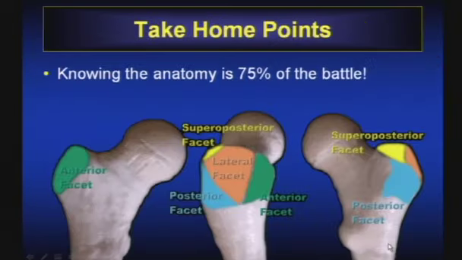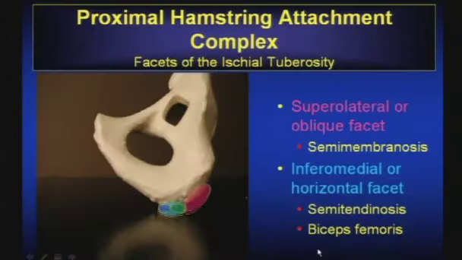Okay? So the take-home points here, again, you've heard this over and over again, knowing the anatomy is 75% of the battle. So let's now, again, emphasize this theme of changes in osseous contour representing changes in soft tissue attachment sites, and how our understanding of these changes in osseous contour will help us offer much more specific diagnoses with respect to localizing and characterizing pathology at the hamstring.